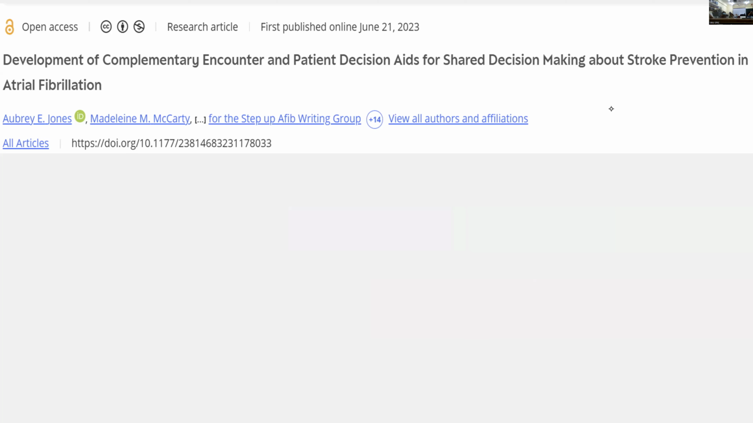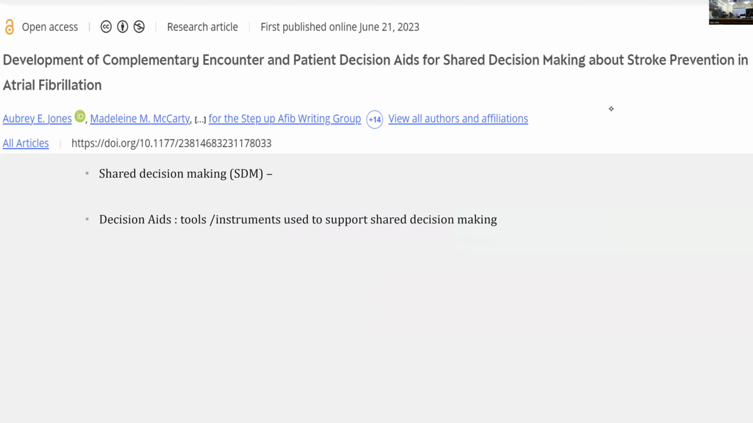So the first study is about how the tool was developed, and some of the terms I'll be talking about, one is shared decision making. We know in medicine it's always a collaboration between the clinician and the patient, and this collaboration is called shared decision making. The second term is decision aid, an instrument which will help you in shared decision making. So here there are 2 decision aids. One is a patient decision aid.